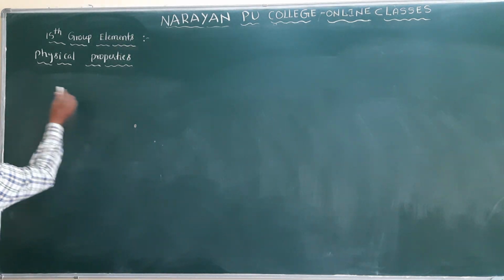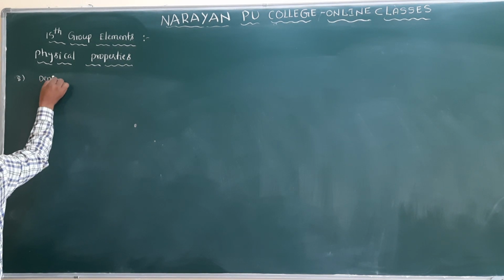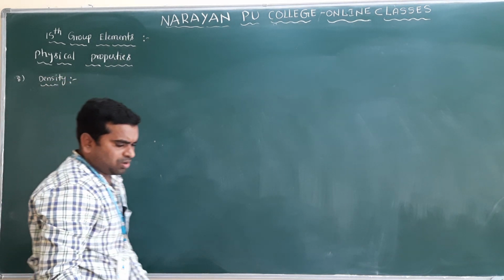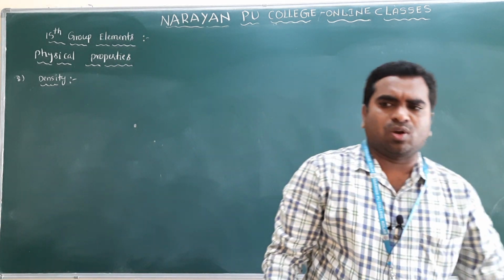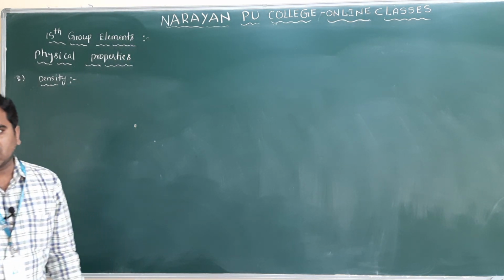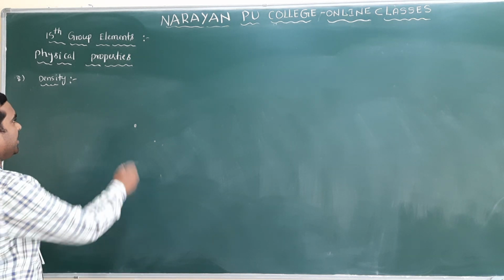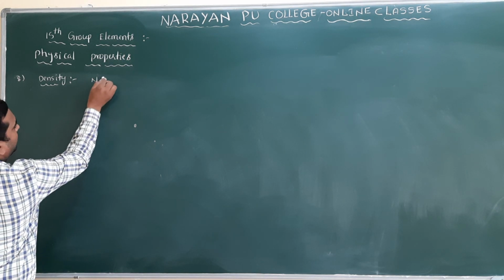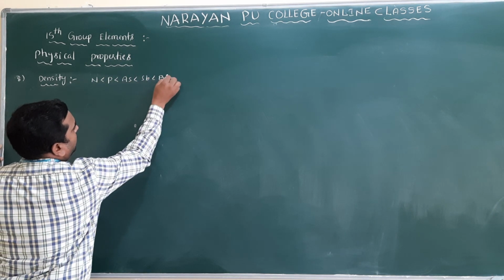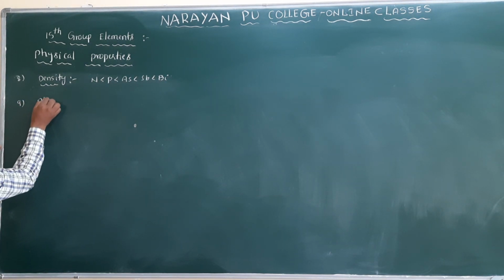So next property, we have 7 properties. The 7th one is oxidation state and the 8th one is density. You already know how density varies in groups and periods. Density increases down the group. That is the main thing. So if I write the density order: nitrogen, phosphorus, arsenic, antimony, and bismuth. This is the order of density. And the next property is allotropy.